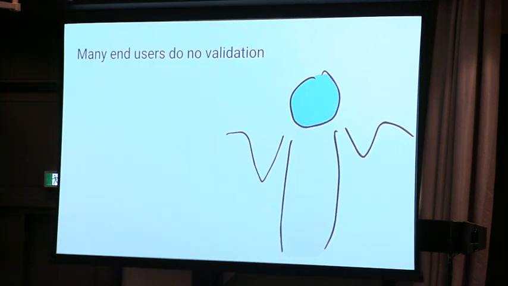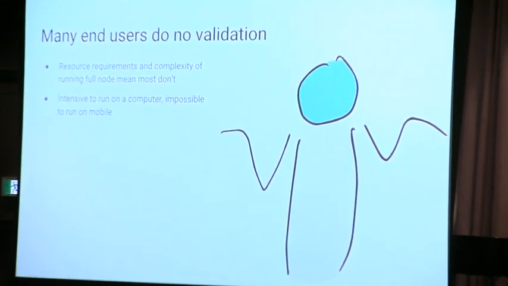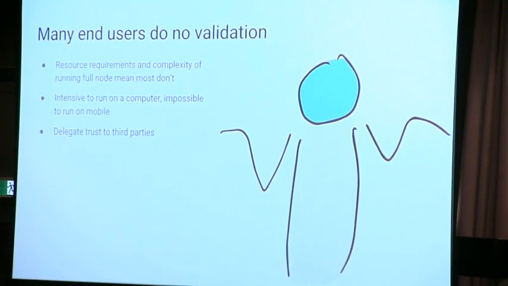So the underlying problem here is that many end users already basically do no validation. The resource requirements and complexity of running a full node mean that most just don't. It's intensive to run a full node on a computer. It's gigs and gigs and gigs, and it's impossible to run on mobile. And so what do you do? You delegate trust to a third party, be it a full node, which is like an online wallet, say, or to miners, which is how light clients work.